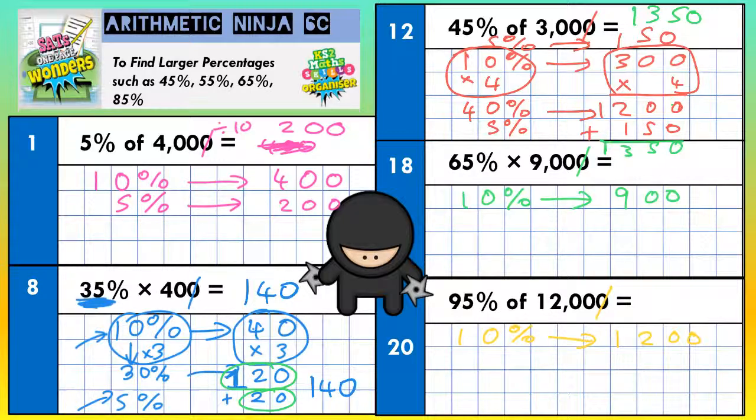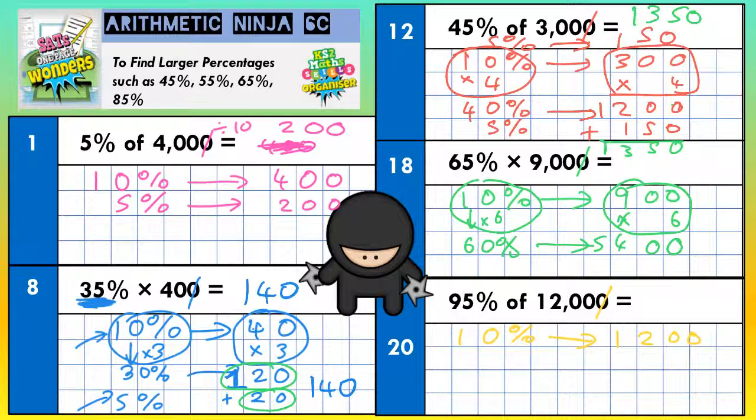Question 18, we've already got the 10%. Let's build that back up to 60%. So if we times that by 6, that's going to give us 60%. But we can't just times the 10% by 6, we need to times 900 by 6 as well. And that will give us 60%. 6 lots of 0 is 0, 6 zeros are 0, and 6 nines are 54. So 60% is 5,400, but we need that extra 5%.